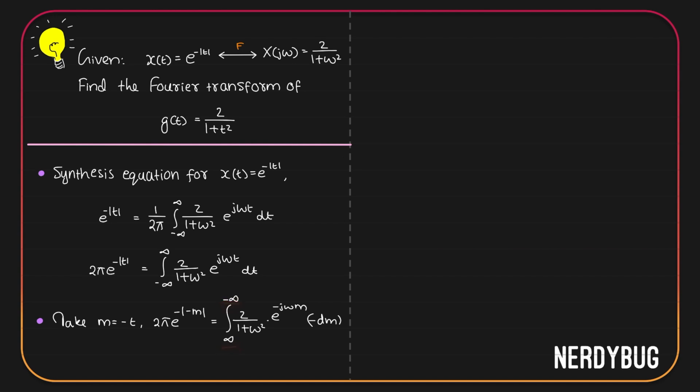But the limit is from infinity to minus infinity. We want to switch it back. So to switch it back, you will have to introduce a negative. Negative integral from minus infinity to infinity. But then there is already a negative here. You can cancel them. So simply this becomes integral from minus infinity to infinity 2 by 1 plus omega square e raised to minus j omega m dm. But m here is the variable to which you're going to give the limit anyways. So why don't we just call it t? Let's change all m's into t.